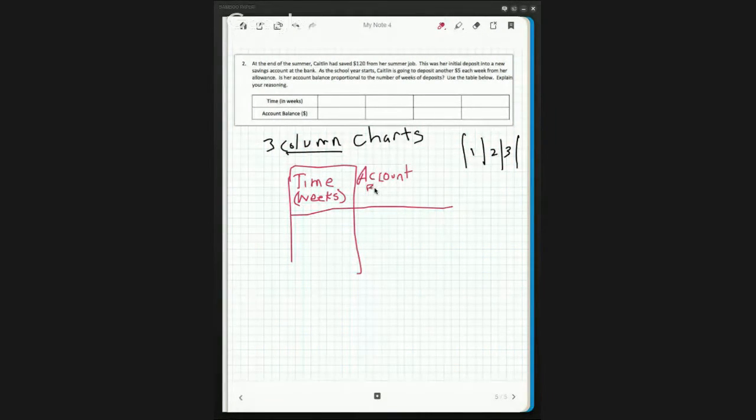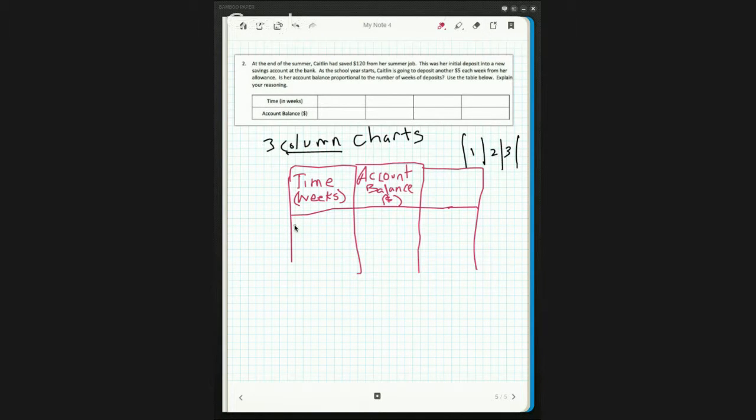So we are going to look and see if this savings account of Caitlin's is growing at an even rate, or at a constant proportional rate. The question is, she starts by saving $120, and she deposits that in week 1 into her bank account. Then at the start of the school year, she's going to put in $5 each week from her allowance. We're going to see if her account balance is proportional to the number of weeks that she's depositing money. So let's take a look at that.